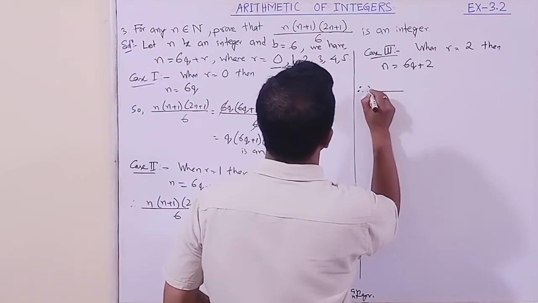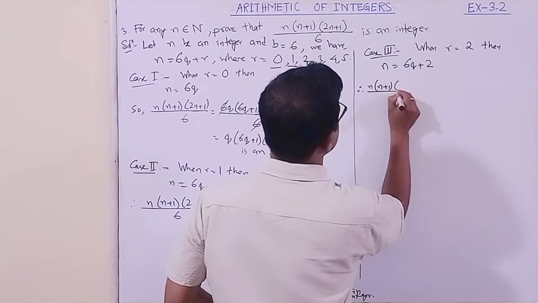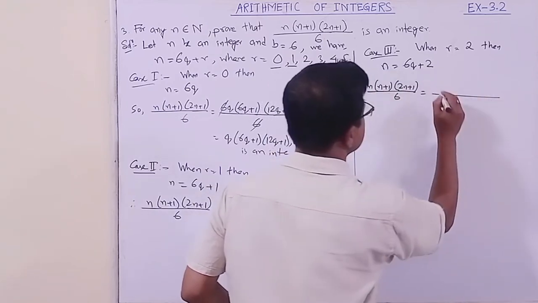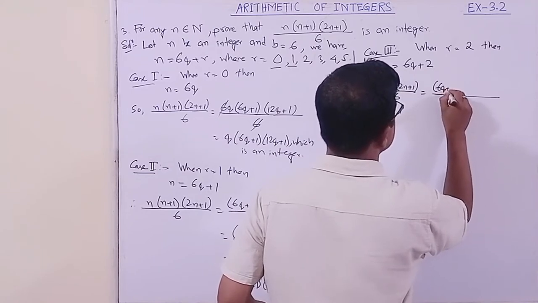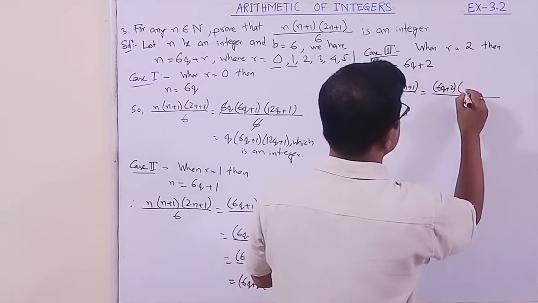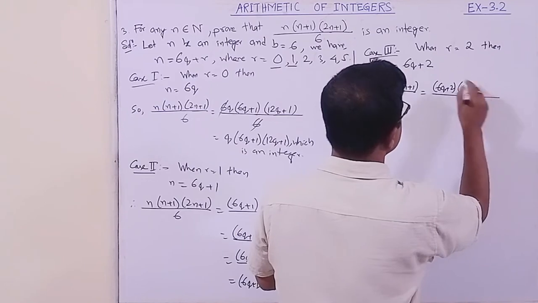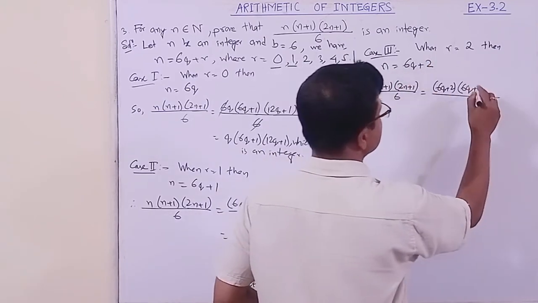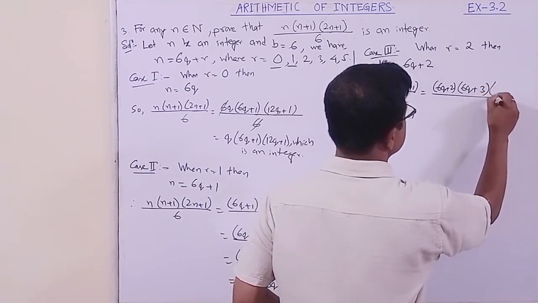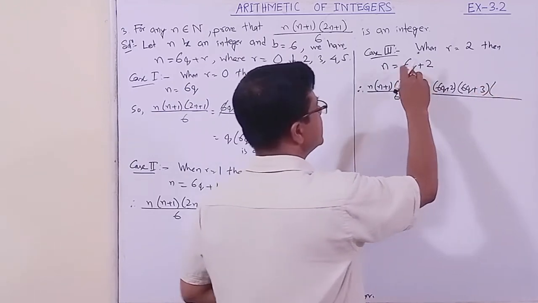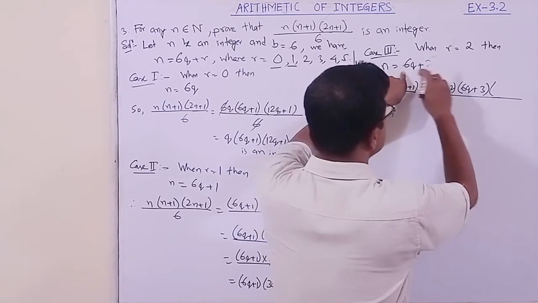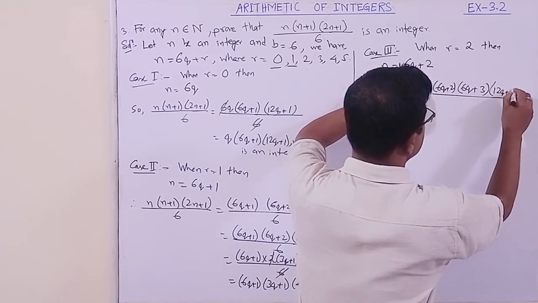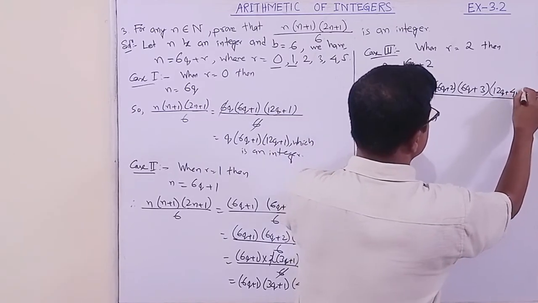Therefore n(n+1)(2n+1)/6, with n equal to 6q plus 2. Then n plus 1, we add plus 1, so 6q plus 3. The next one is twice n plus 1. At first let us take twice of it. What is twice of this? 2 times 6 is 12q, 2 times 2 is 4, then plus 1.